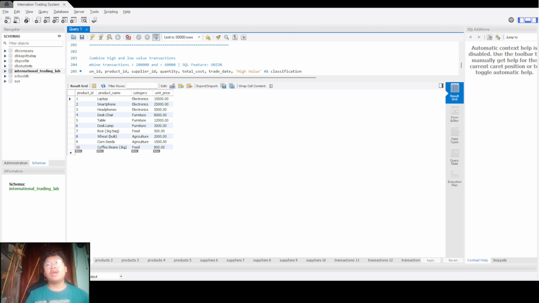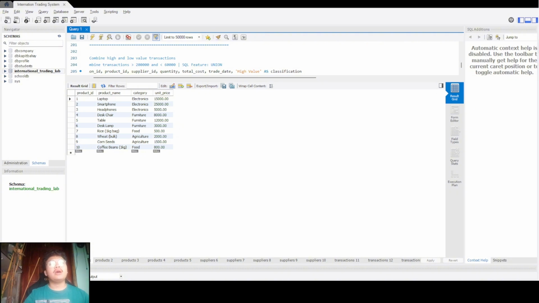We have different types of products like electronics, including laptop, smartphone, and headphones. We also have furniture like desk, chair, table, and desk lamp. And we have food and agricultural products like rice, wheat, corn seed, and coffee beans. The prices range from 500 pesos for rice up to 25,000 pesos for a smartphone. In a real business, this query helps you see your complete product catalog at a glance.